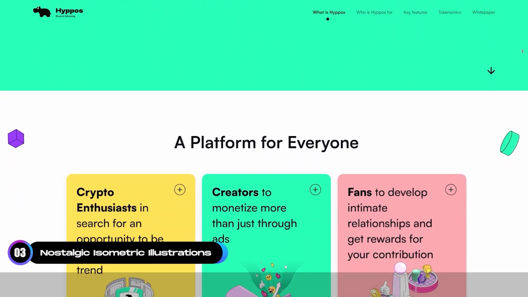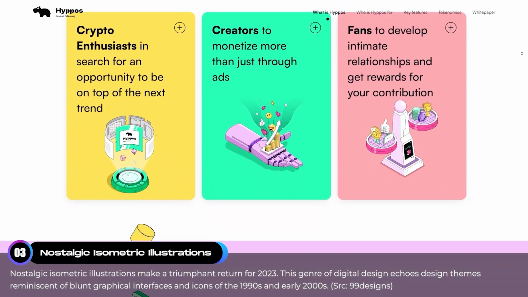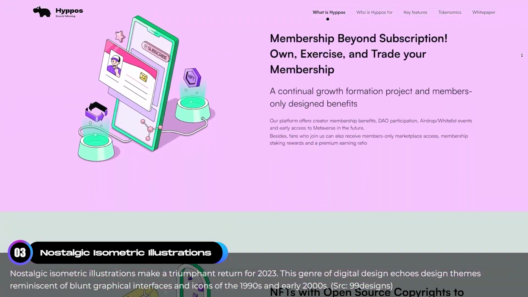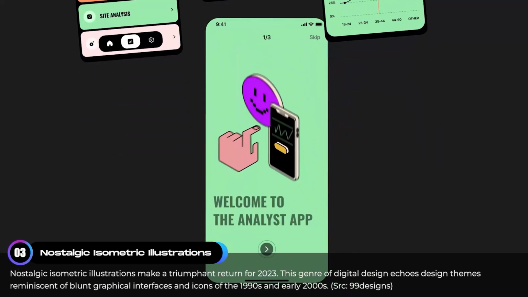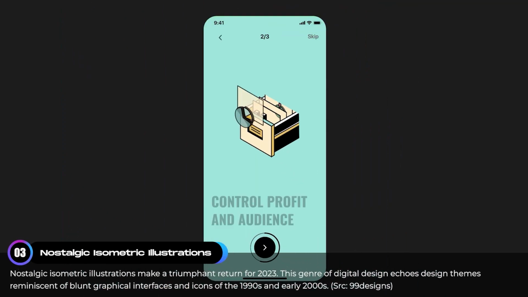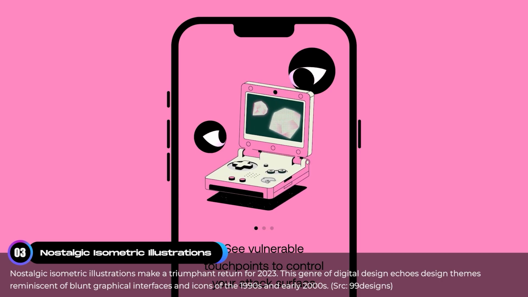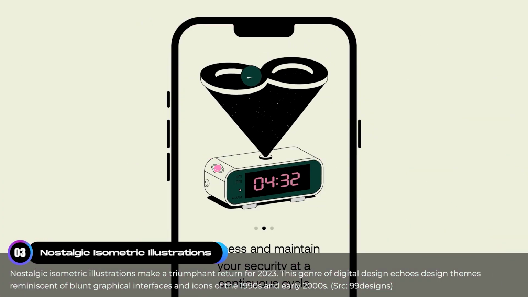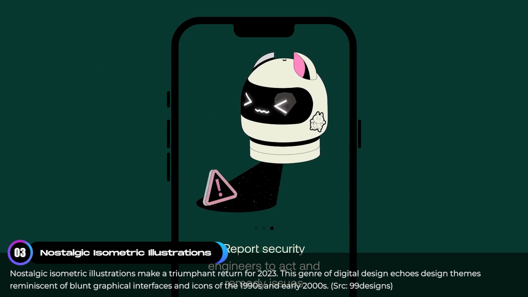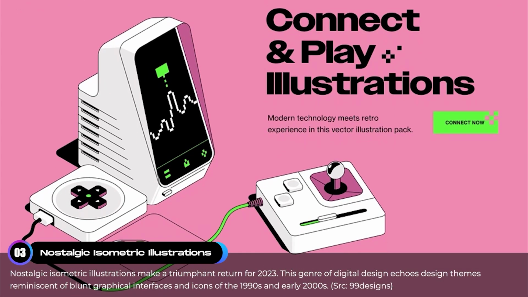Now, what is nostalgic isometric illustration? Well, it combines the isometric drawing style with elements that evoke a sense of nostalgia and sentimental longing for the past. It aims to create a visual experience that brings back fond memories and emotional connection to previous eras or time periods. In 2023, nostalgic isometric illustrations are making a big comeback.